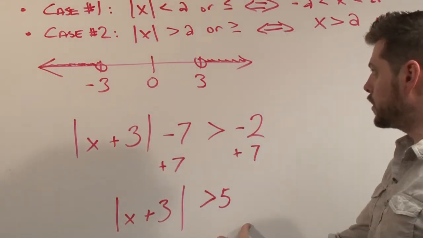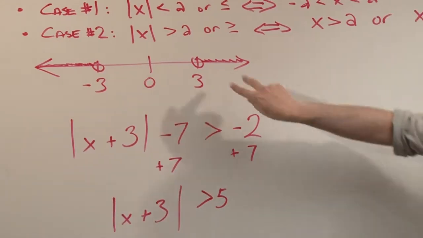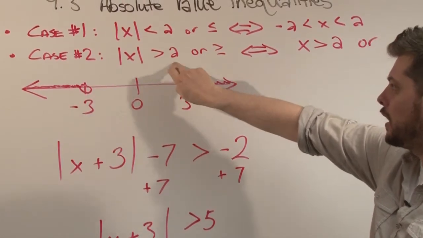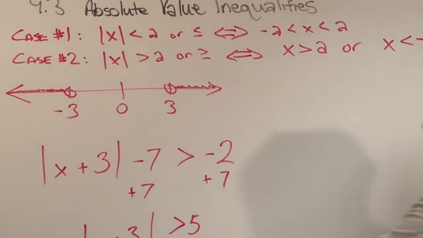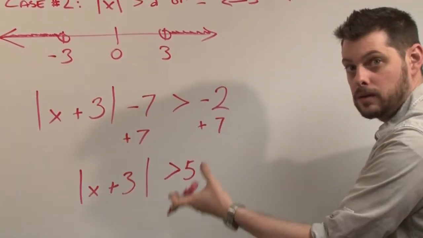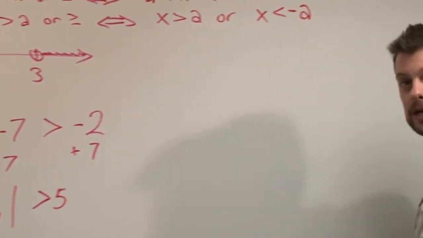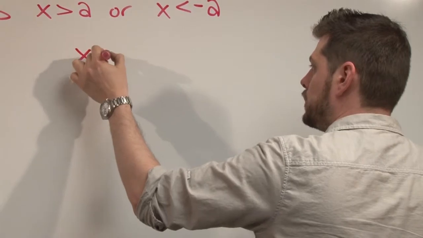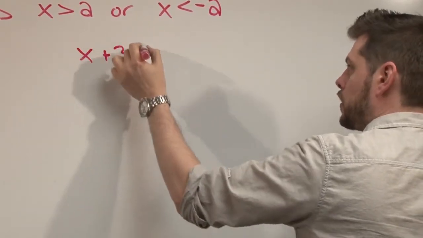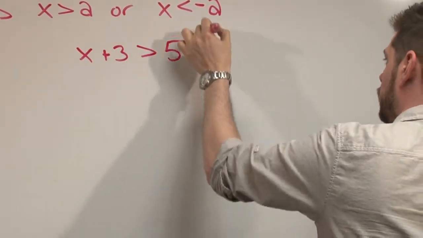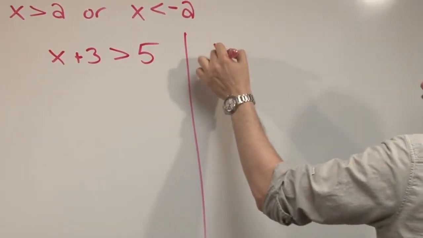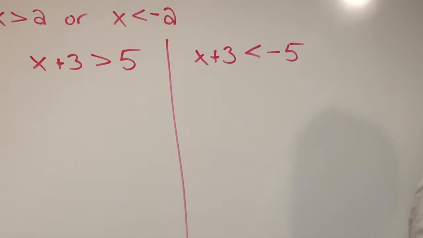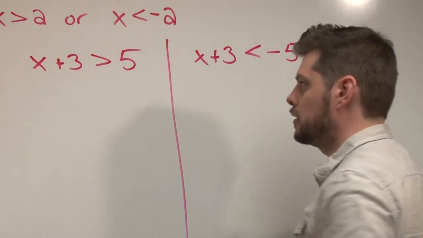So we're going to use the approach that we just talked about. We're going to rewrite this absolute value quantity as two separate inequalities and solve both inequalities for x. The first one being x plus 3 is greater than 5. And then we have to go through the looking glass: x plus 3 is less than negative 5. Those are our two inequalities.